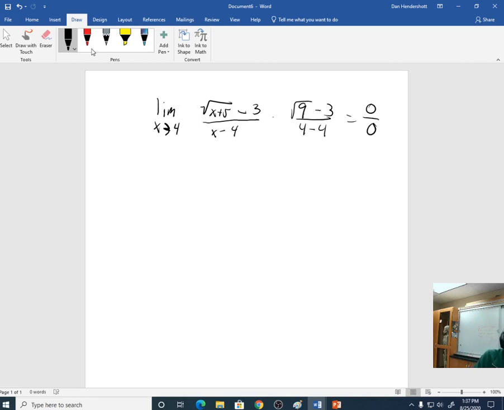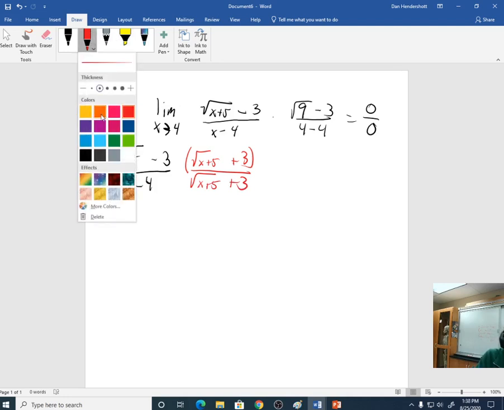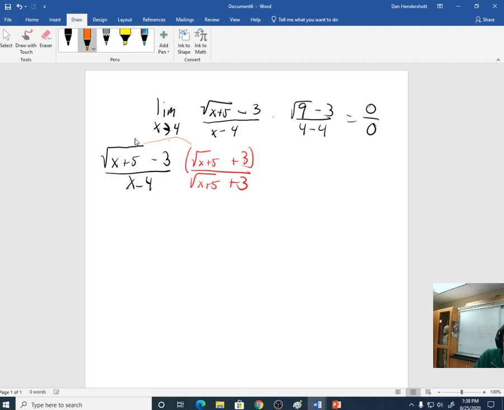So we're going to rationalize the numerator. Square root of x plus 5 minus 3. I'm just rewriting it, and we're going to multiply by the conjugate. The conjugate is square root of x plus 5 plus 3, over itself, a form of 1. And you're going to multiply this out. It's this times this, this times this, and so on. This times this is x plus 5, because the square root of x plus 5 squared undoes the square root. We'll keep that in parentheses, which is good.